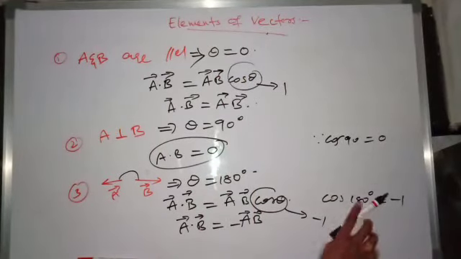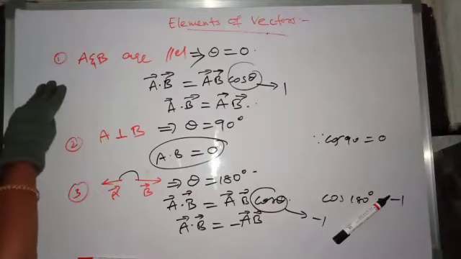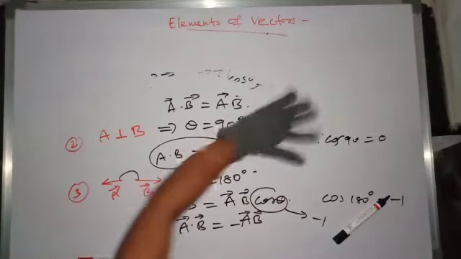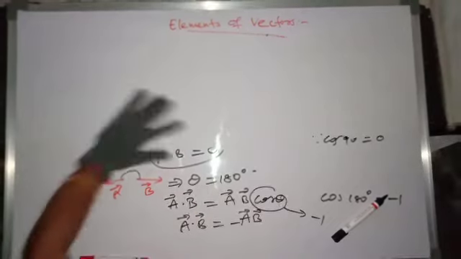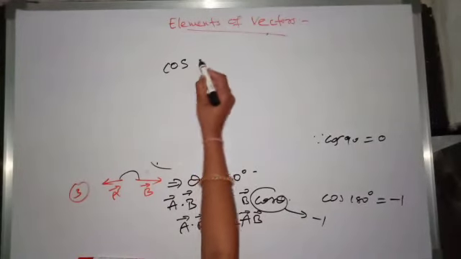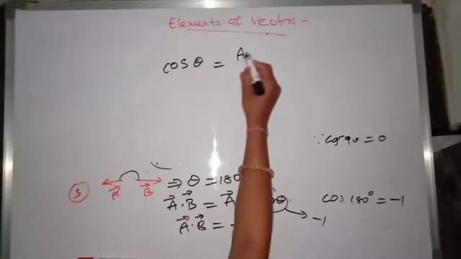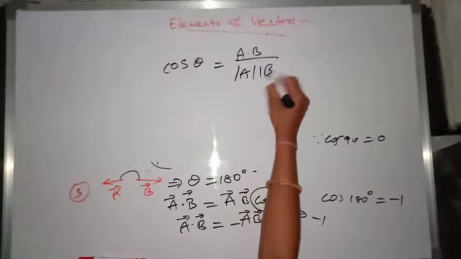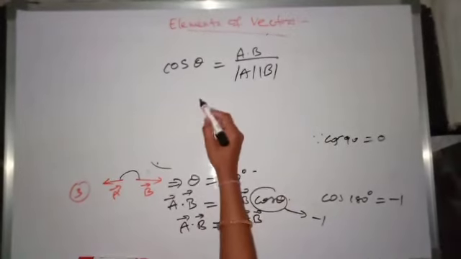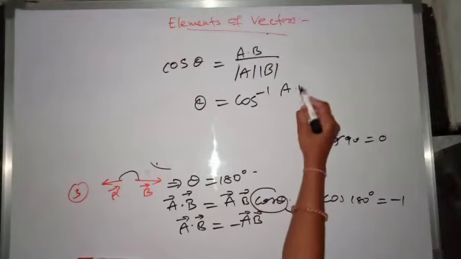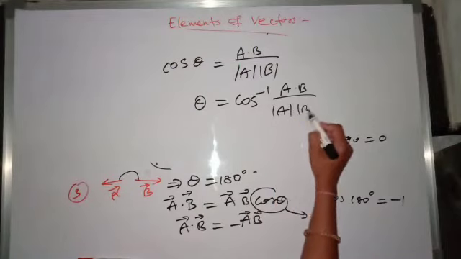Now, how to find the angle between these vectors? Cos theta will be equal to A dot B divided by mod A mod B. Then how to find theta? Theta will be equal to cos inverse of A dot B by mod A mod B.